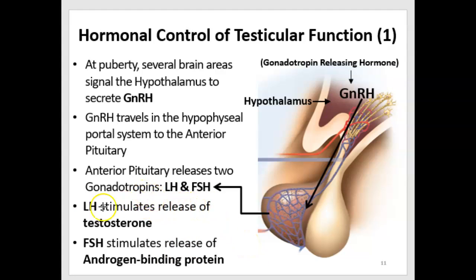It turns out that luteinizing hormone stimulates the testes to release testosterone, another hormone. And follicle-stimulating hormone stimulates the testes to release androgen-binding protein. And you may remember that there are different cells in the testes that make testosterone and androgen-binding protein. So two different kinds of cells in the testes.